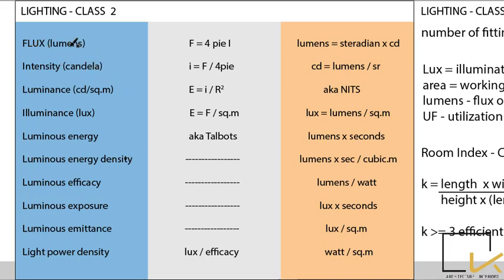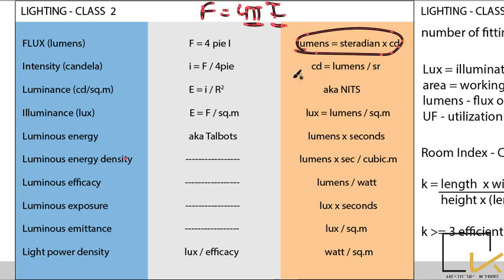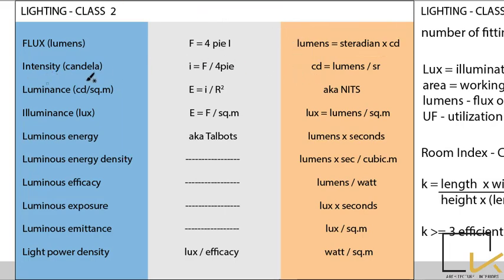Flux is nothing but the lumens emitted by a light source. F is equal to 4 pi I, where 4 pi is the steradian and I is the candela. So lumens is equal to steradian multiplied by candela. Similarly, intensity, candela I, is equal to F upon 4 pi. So candela will be lumens divided by steradian. Steradian can also be written as small s and r.